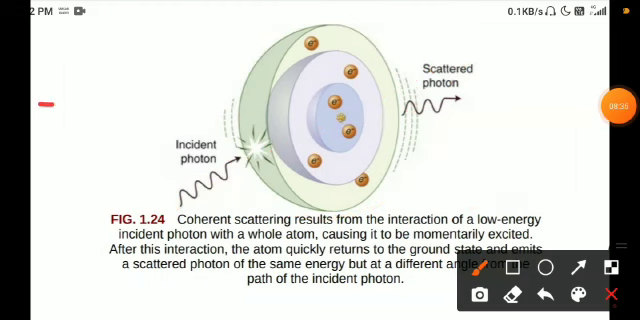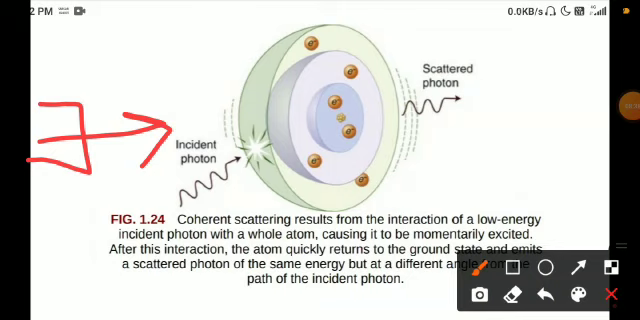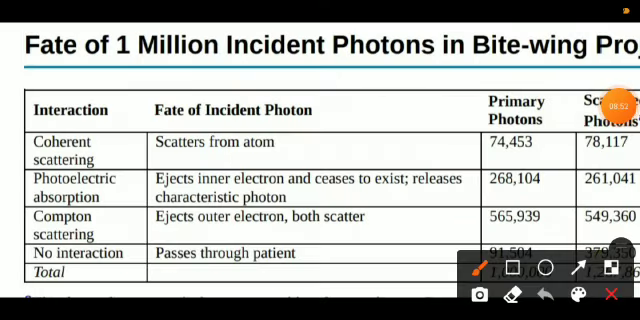In an X-ray beam from the X-ray tube, some low energy photons are also released. These low energy photons interact with the atom and cause coherent scattering. Fate of photons: coherent scattering scatters from the atom.